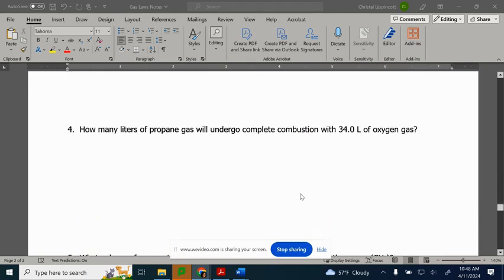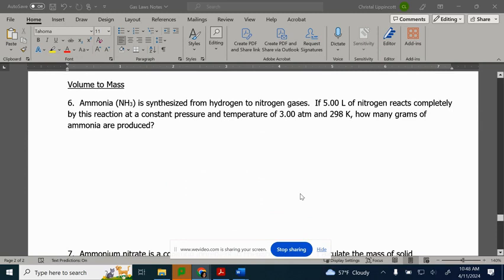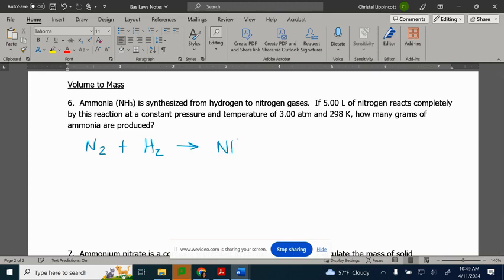Now, as we move on, we need to talk about when we're not at STP, and when we need to get into grams and that sort of thing. So that means that we're going to be using our ideal gas law. All right, so the first one here, we're synthesizing or making ammonia. I'm going to take some nitrogen, some hydrogen, and make NH3.